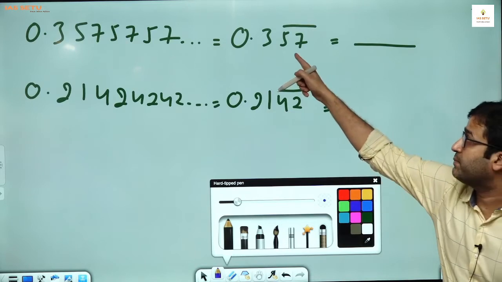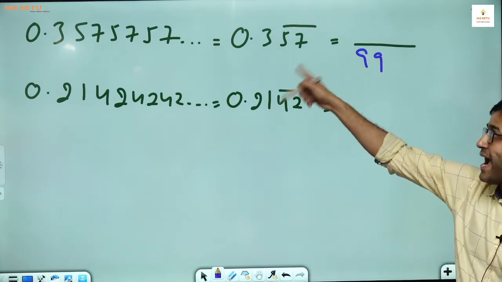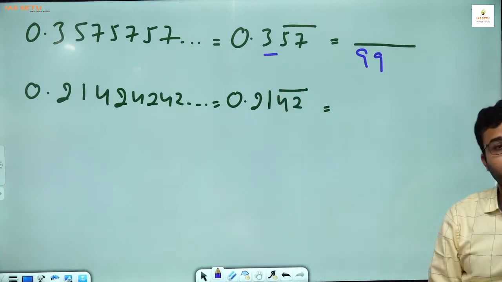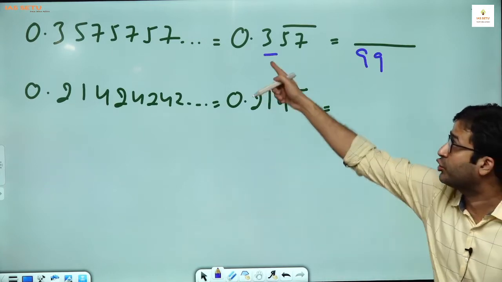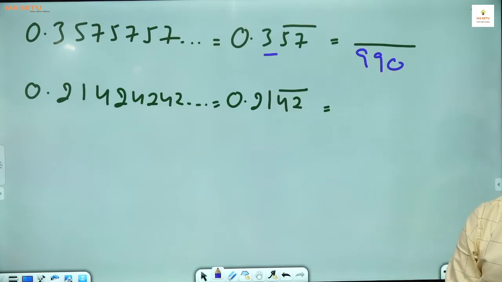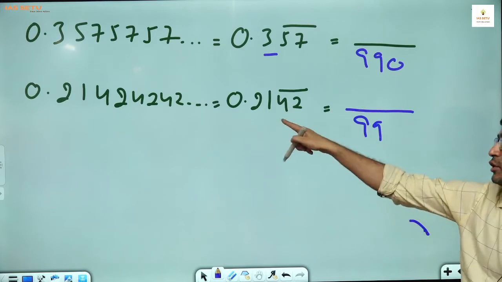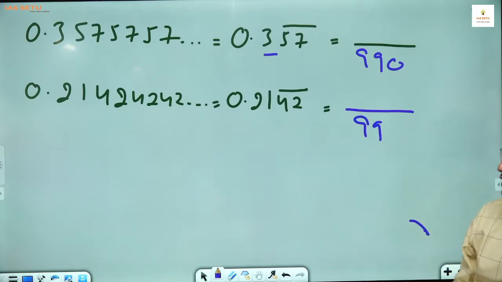Denominator: as many 9, as many digits, double 9. Followed by as many 0, as many digits between decimal and recurring part. So there is one digit between decimal and recurring part, so we have to put 1 zero. Here, there are 2 digits under the bar, double 9. There are 2 digits between decimal and recurring part. So double 0. 9 0.